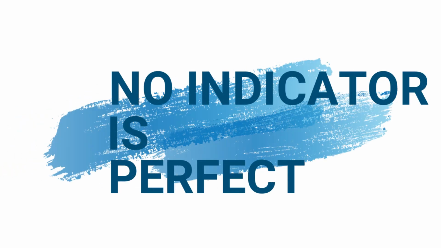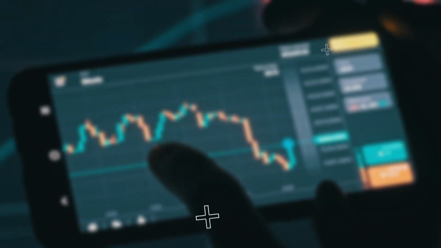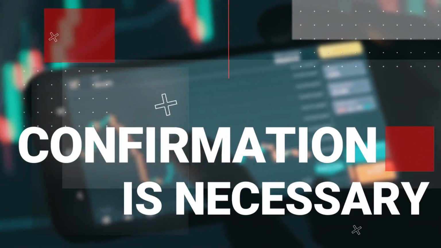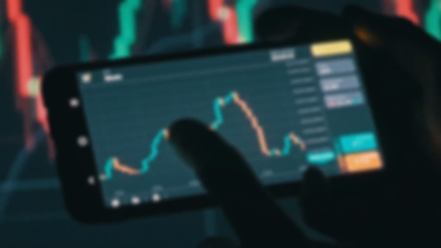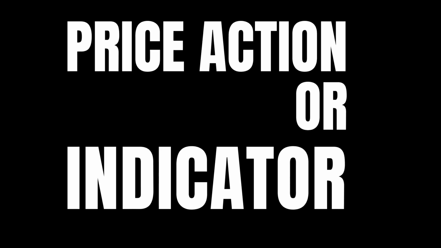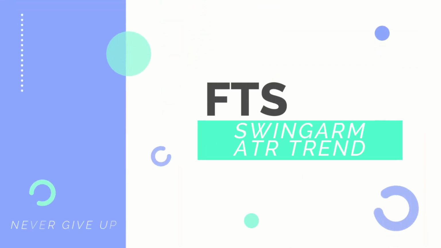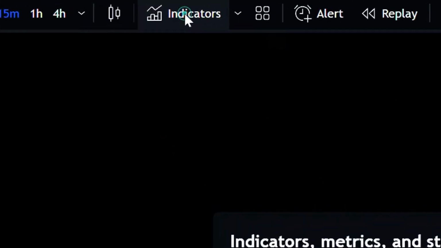That's why I always recommend having some kind of confirmation before you jump into a trade. This could be anything: price action, another indicator, whatever you're comfortable with. But to keep things nice and simple, I want to introduce you to the swing arm trend indicator. You can find it super easily. Just head over to the indicator section on your trading platform and search for it.